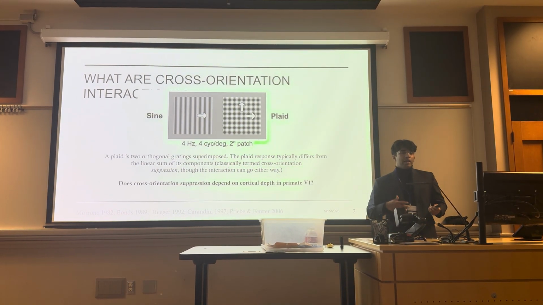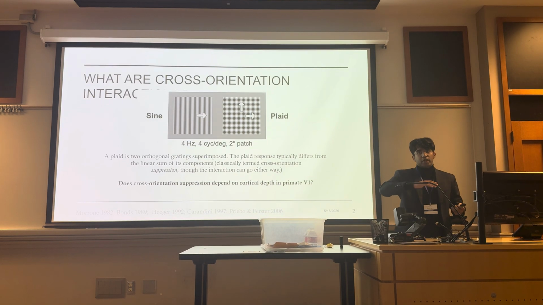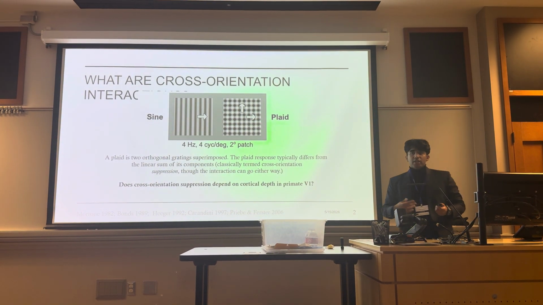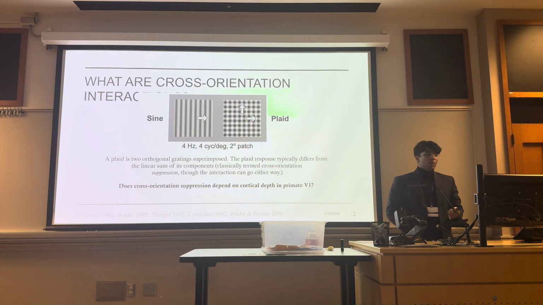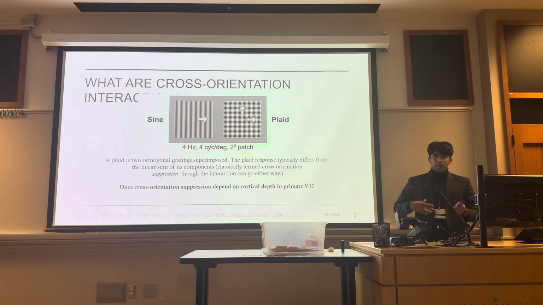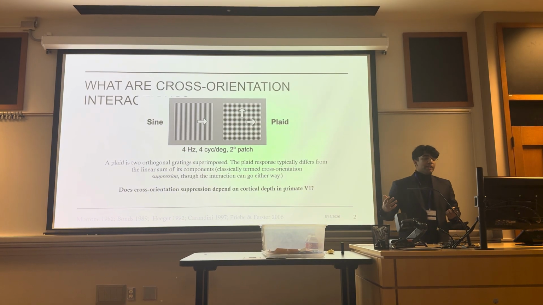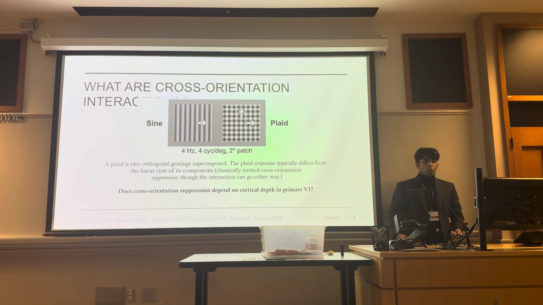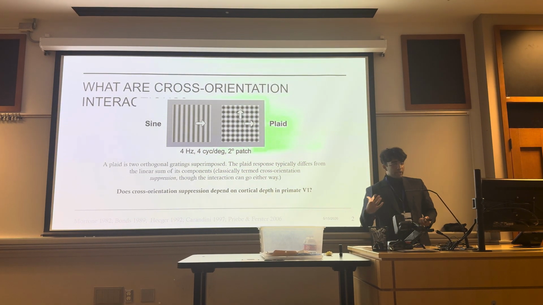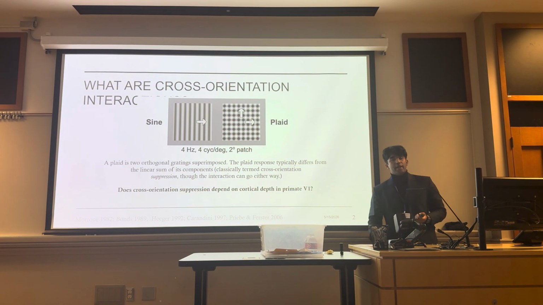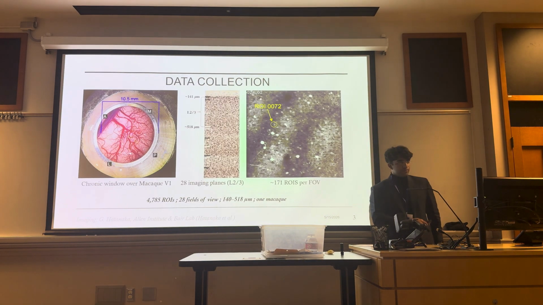So in other words, a response to a horizontal edge and a vertical edge, as you can see in the plaid image right there, should be the same as a sum. However, from 1992 with the cat, that was not the case. And this is coined cross-orientation suppression. So the question now is, for this study, does cross-orientation suppression depend on cortical depth in the primate V1?